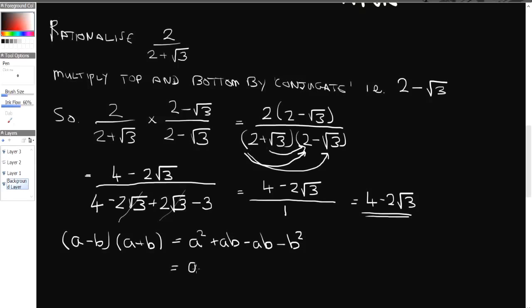So the plus ab and the minus ab disappear, so we've got a squared minus b squared. And that's what we call a difference of two squares. So a squared minus b squared can always be expressed as a minus b, a plus b. And we'll see why that comes into this rationalising of the denominator a bit more later. If you look at the example we've just done, 2 plus root 3 times 2 minus root 3, it's a difference of two squares.